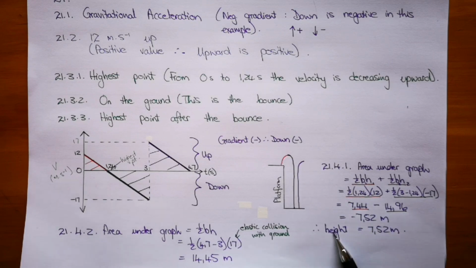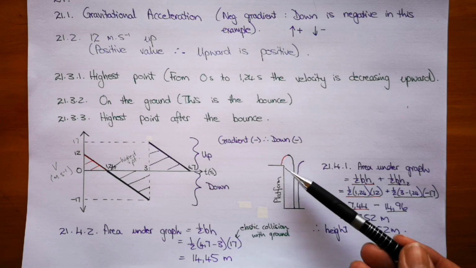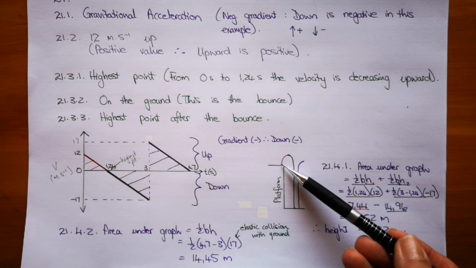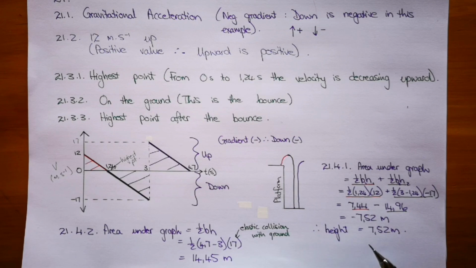So then in my final answer, I just changed it to positive because they just asked for the height. They did not say the displacement. If they had said the actual displacement of the golf ball, displacement is the shortest distance from your start to your end, then you would have to say 7.52 meters downwards, and the negative indicates that it's down.